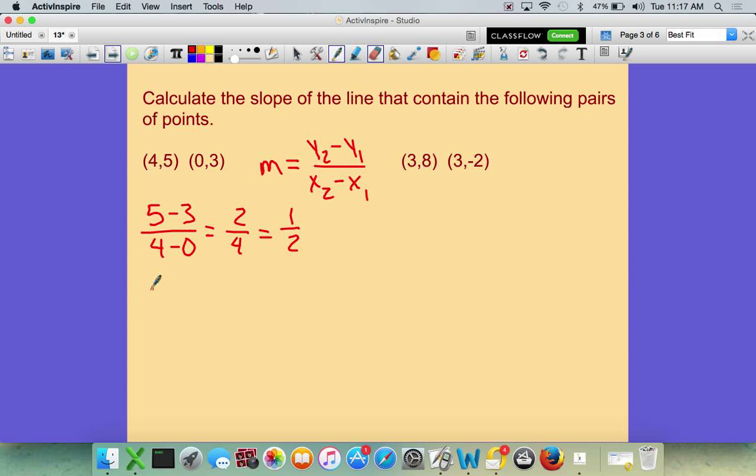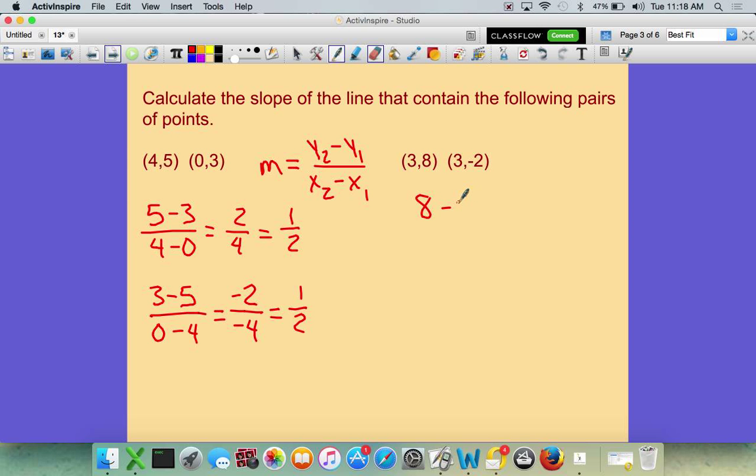So it can be in any order you want. If you want to do it the other way, 3 minus 5 over 0 minus 4, we would have negative 2 over negative 4. Well, that still simplifies to 1/2. Your slope is the same either way that you do it. You only have to do it one way. It depends on you. I like to look at my problem first and try and get rid of the negative signs if I can. So I would have taken the bigger number minus the smaller number every single time here. Just like over here, I'd take the bigger number minus the smaller number here too.